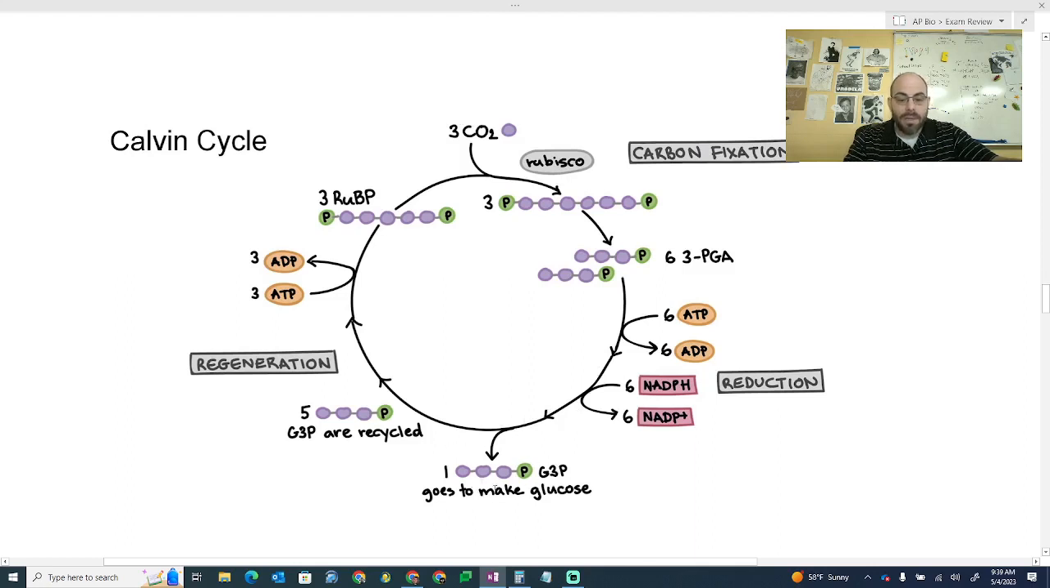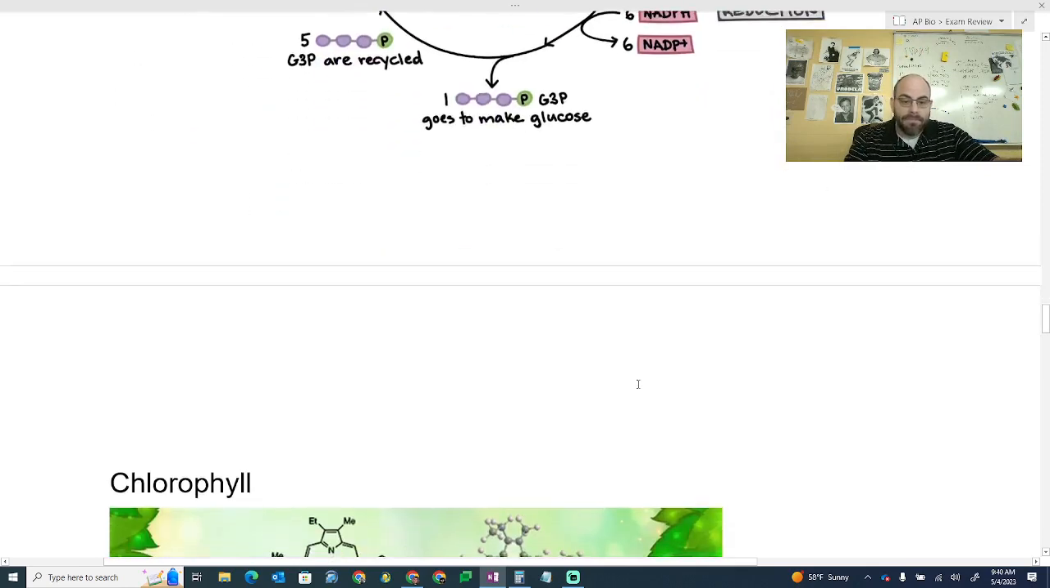Two of these G3P make a glucose, and G3P is used by organisms like plants for lots of different things, but most of the time it's going to be combined with another G3P to make a 6-carbon molecule called glucose. Glucose is where we're going to get all of our energy from. All these other things, not all that important in this class, thankfully.